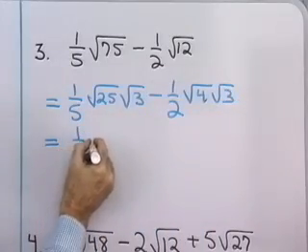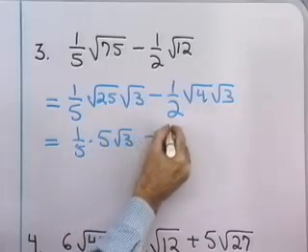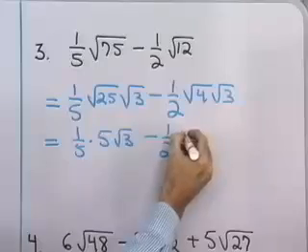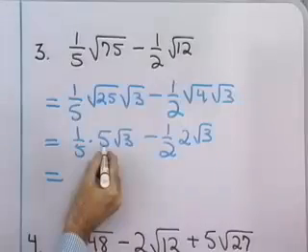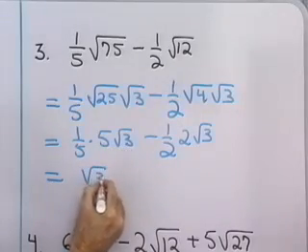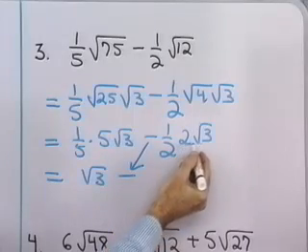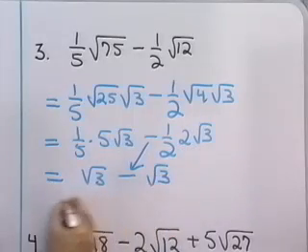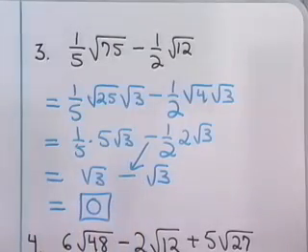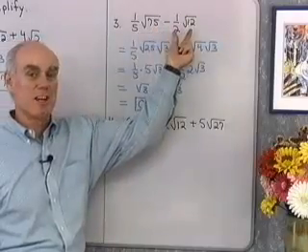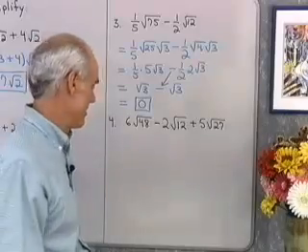So 1/5 times 5 square root 3 minus 1/2 times 2 square root 3. So 1/5 times 5 is 1 times square root 3 is square root 3, minus, that's that subtraction sign, 1/2 times 2 is 1 times square root 3 is square root 3. Now, square root 3 minus square root 3, 0. So that comes out to be 0. It doesn't look like this and this are the same, but they are, because this minus this turns out to be 0.